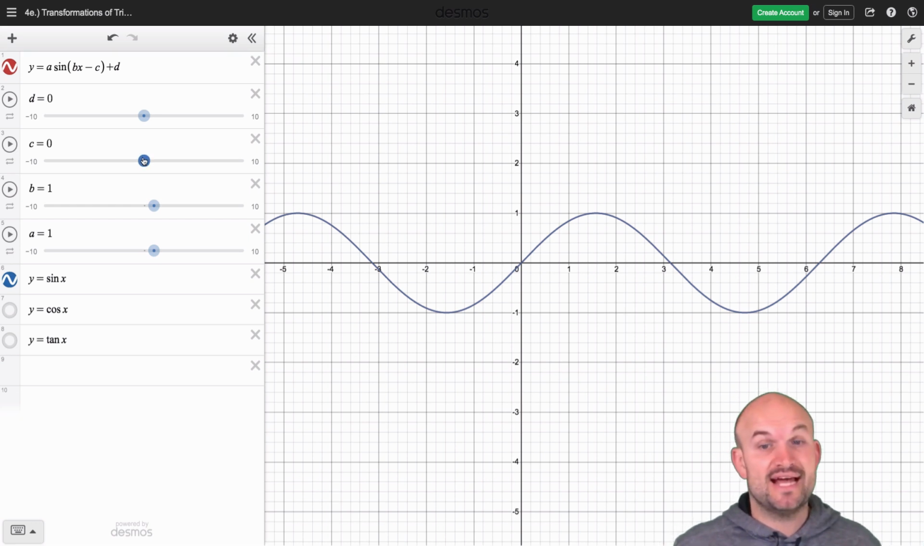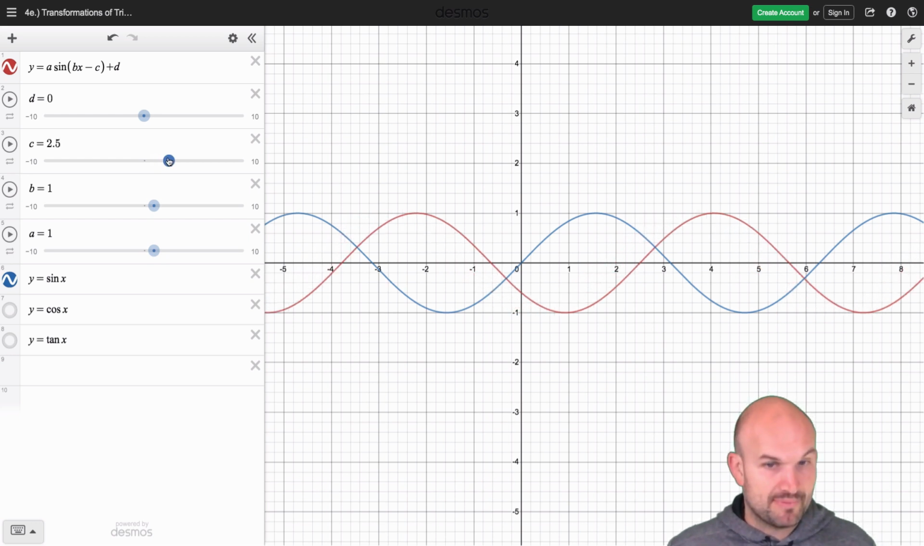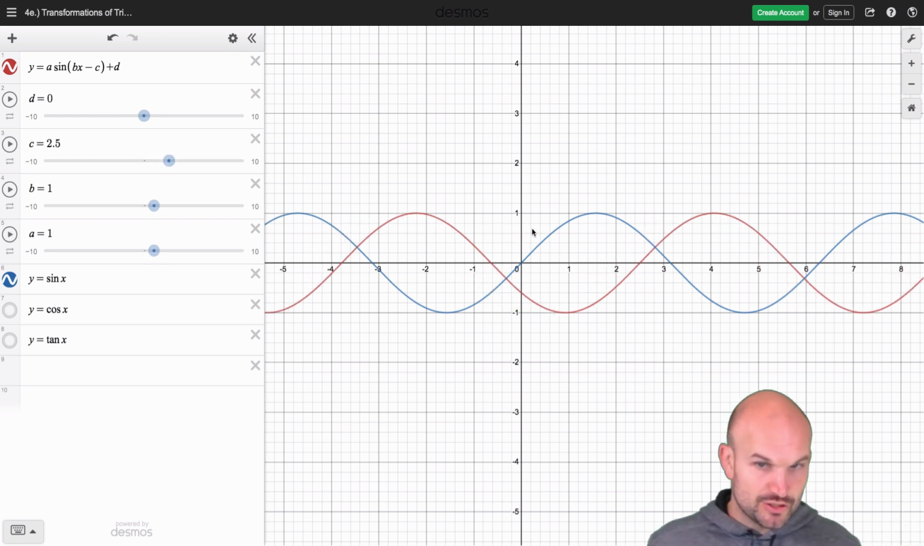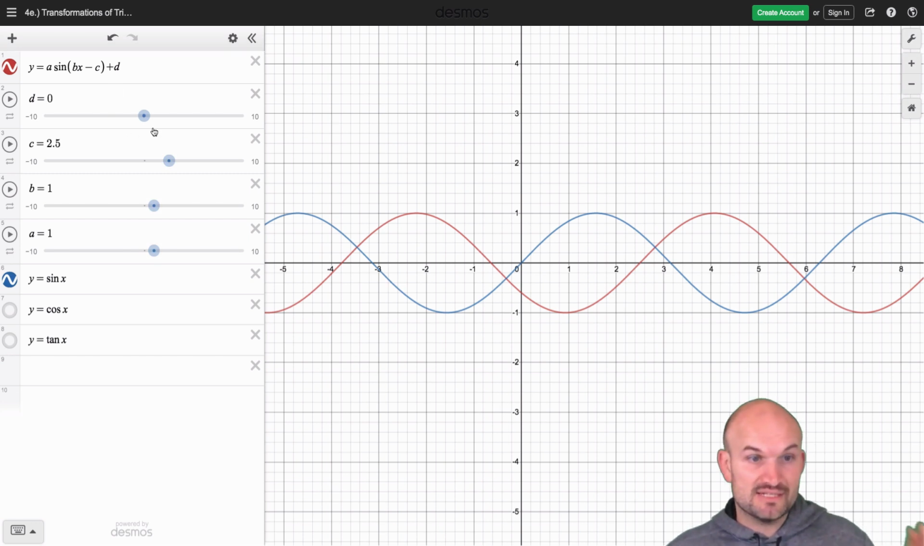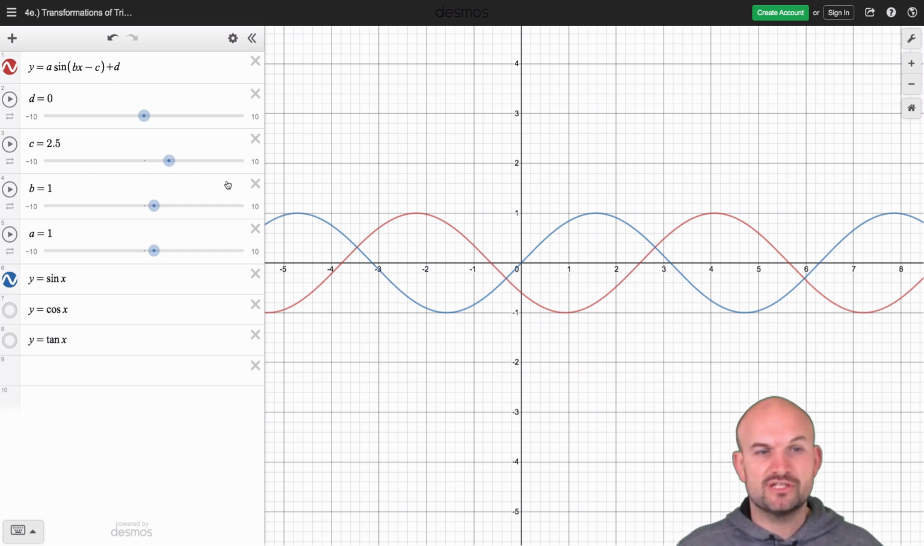Well, again, notice as C gets positive, it's going to the right. Agreed? Stop. C is 2.5. It's moving 2.5 to the right. Again, if you were to replace C with 2.5, the equation would be bx minus 2.5. So you can see how this equation looks like it's negative, but again, it's a positive C, so you're shifting it to the right.